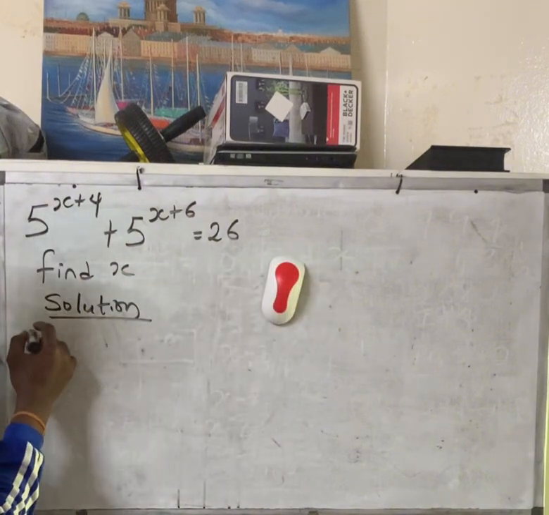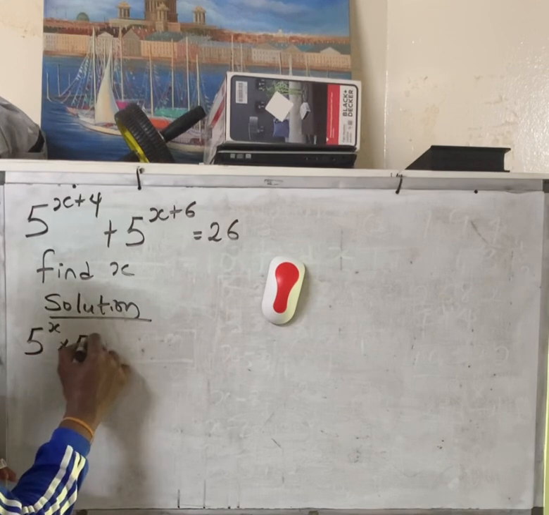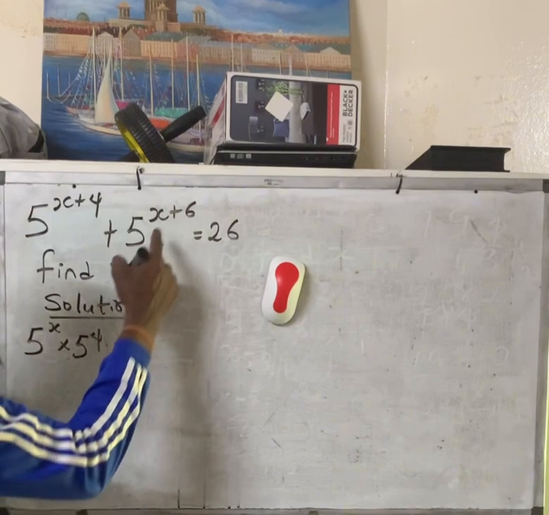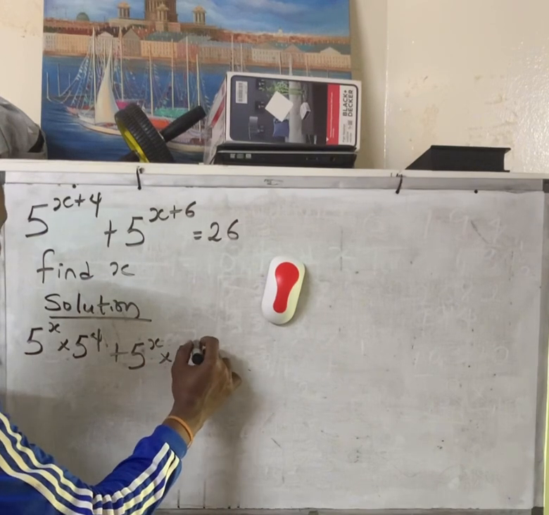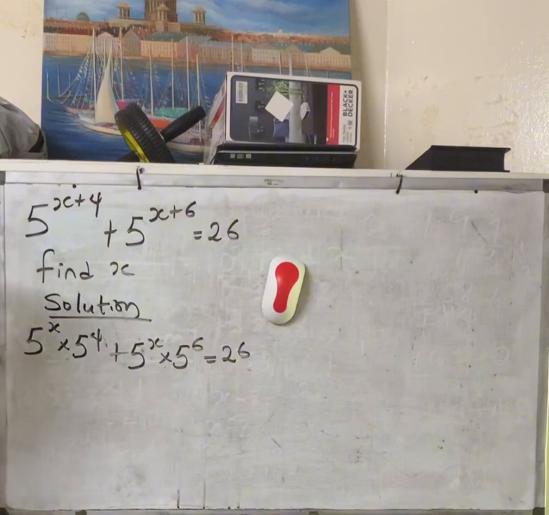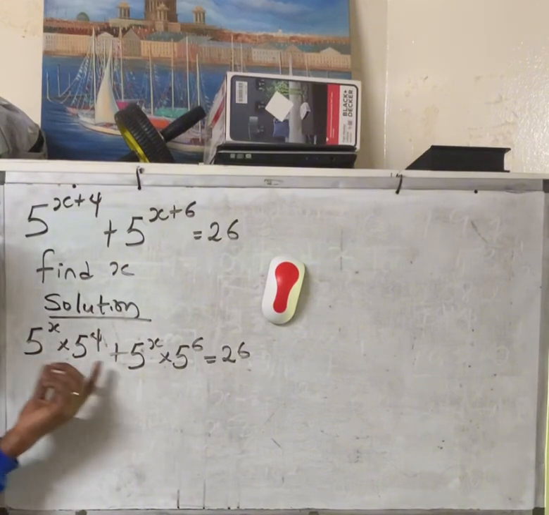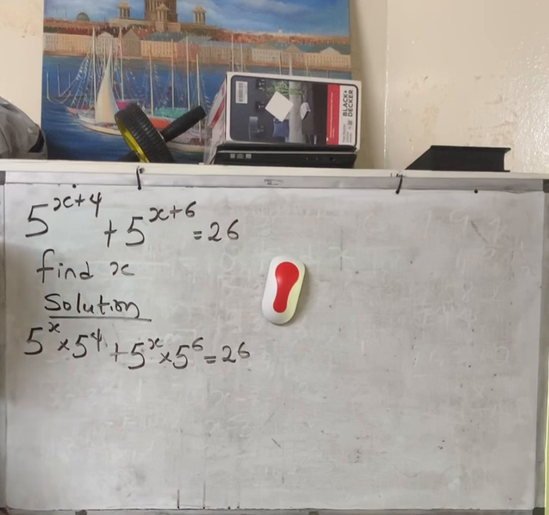So expanding this, we have 5 raised to power x times 5 raised to power 4 plus this 5 raised to power x times 5 raised to power 6 is equal to 26. Okay, now from what we have here, we can actually expand these as well using the same multiplication law of indices.